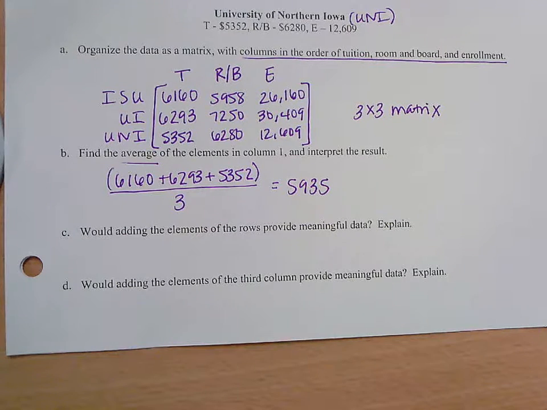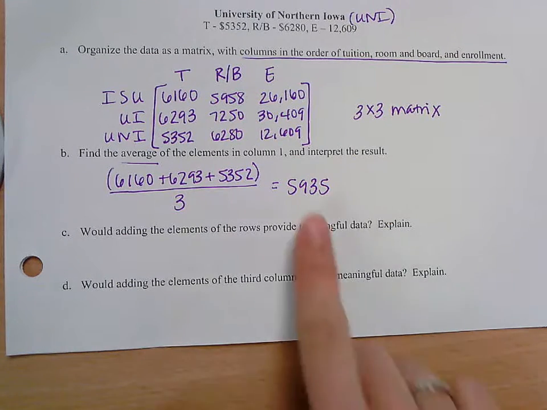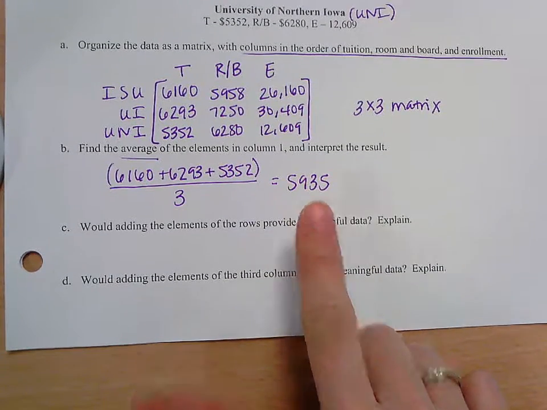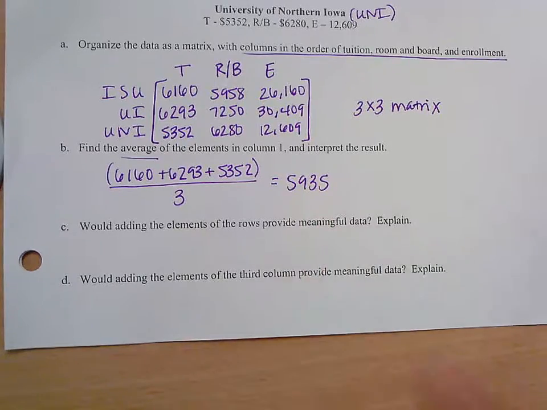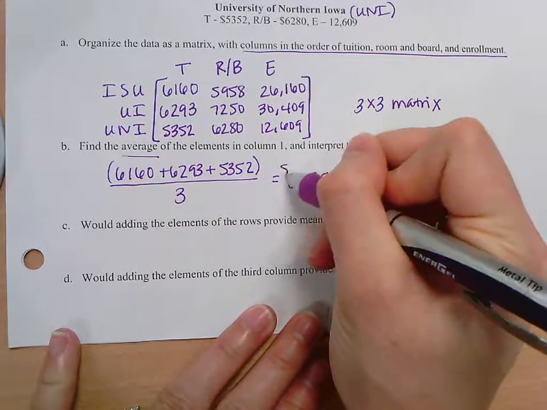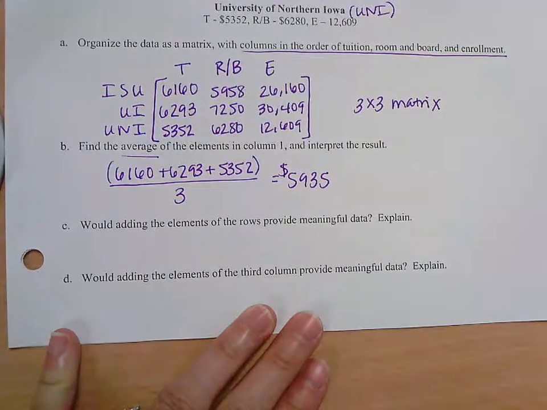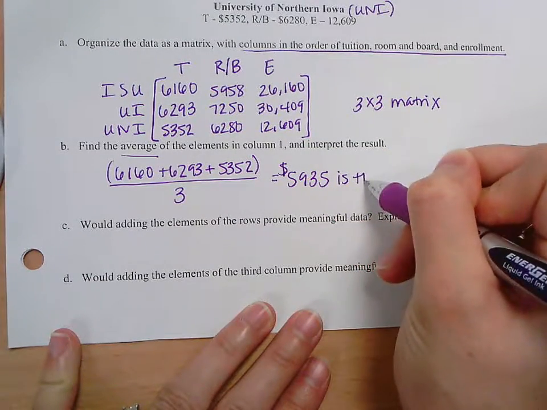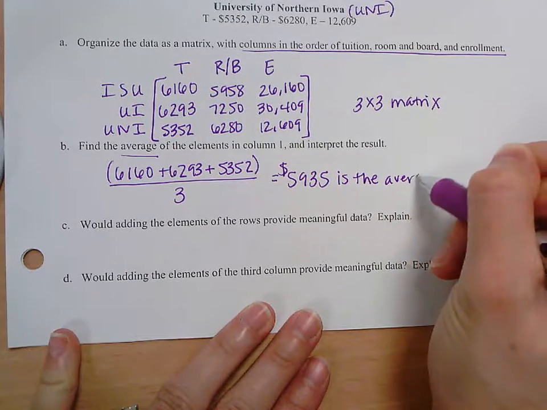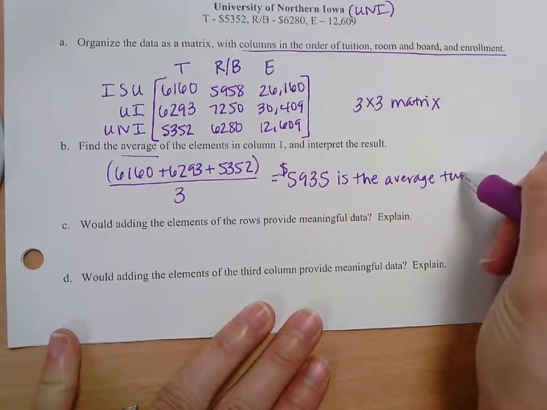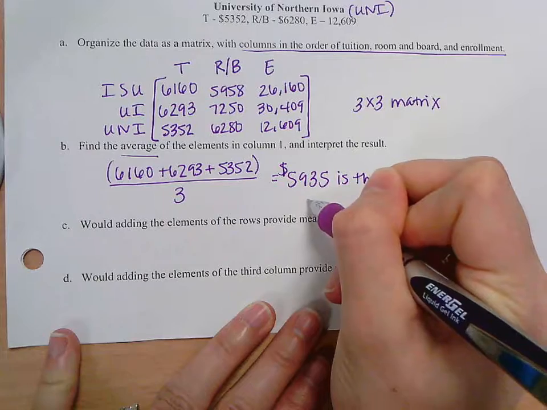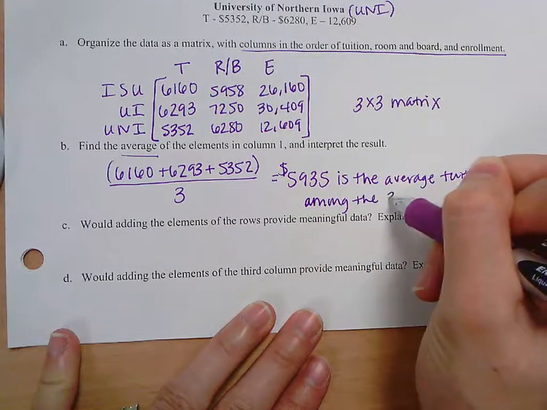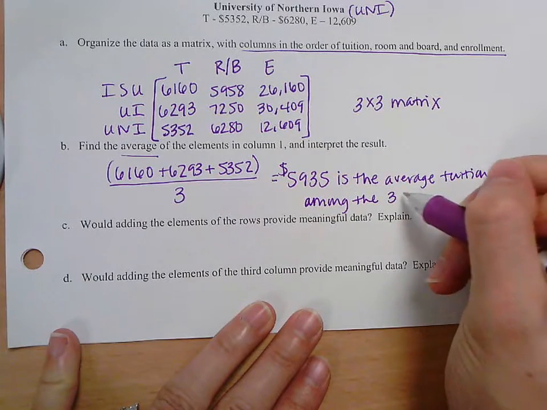Okay, and then it says to interpret the result. So what does this 5,935 represent? Isaac? Average tuition. So this would be a dollar amount, since all of these tuitions are dollar amounts. And 5,935 is the average tuition among the 3 universities.